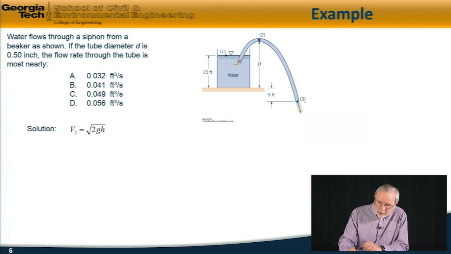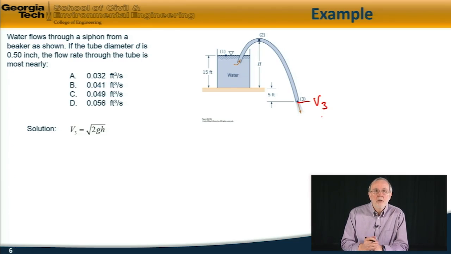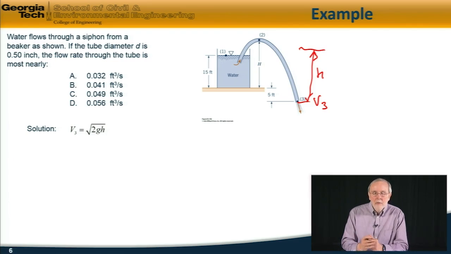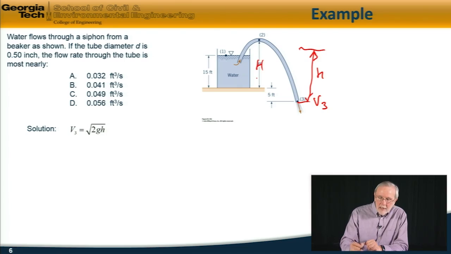In other words, the velocity of the water through the opening here is equal to the square root of 2gh, where h is this height difference. So the only thing that matters here is the height difference between the water surface and the opening. This height, which is given here, capital H, is irrelevant. It doesn't enter into it.